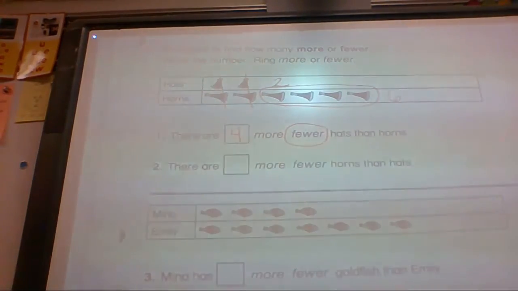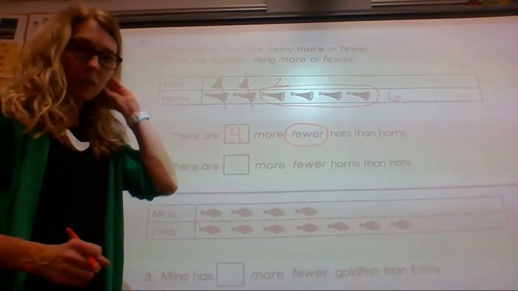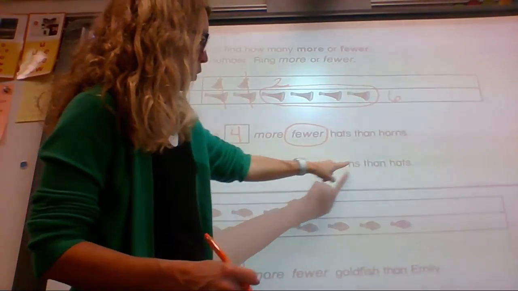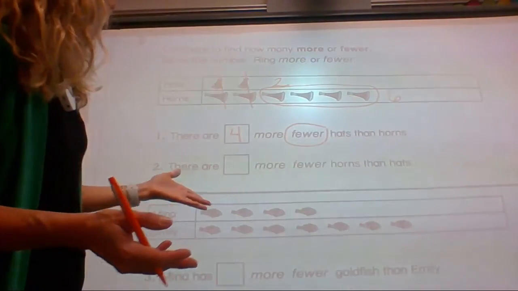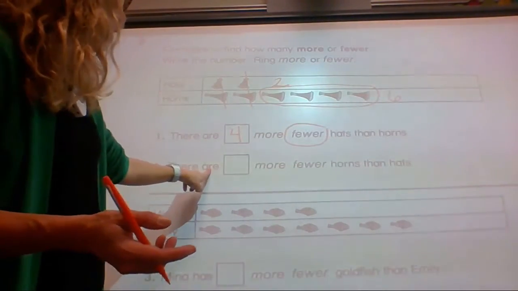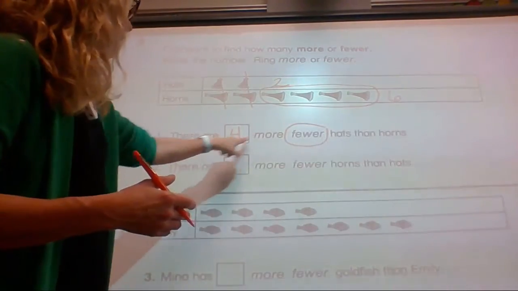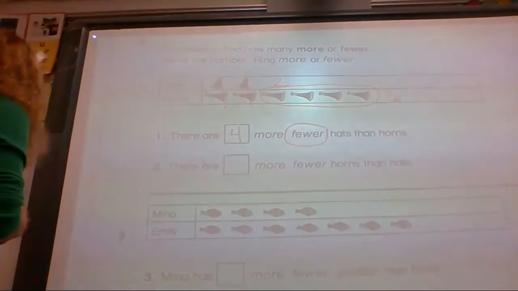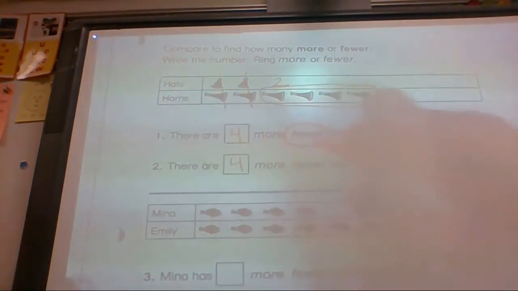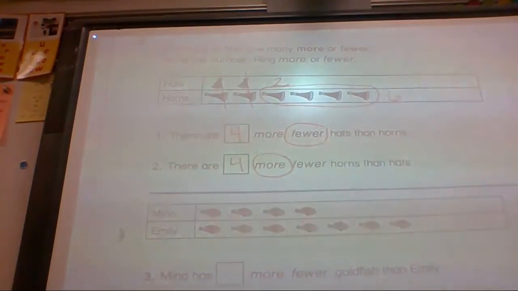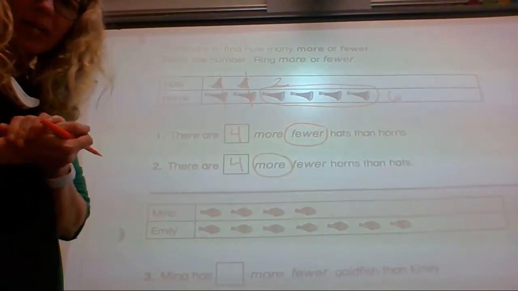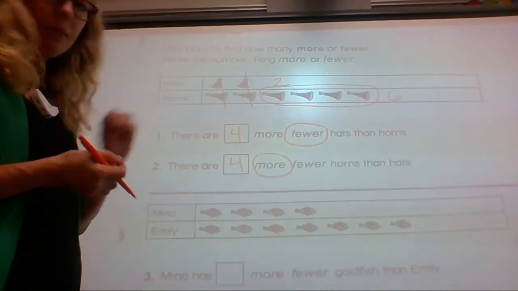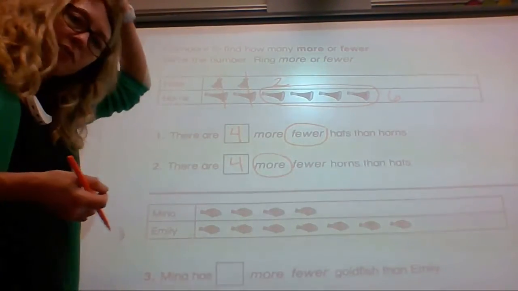Okay, go to the next one. There are blank more or fewer horns than hats. We already kind of talked about that, didn't we? Horns than hats. So now we know, we're going to reverse it. So instead of 4 fewer, 4 more horns than hats. Okay, so this is one example of a picture graph. We're graphing data or information using pictures, and of course we have the labels as well.